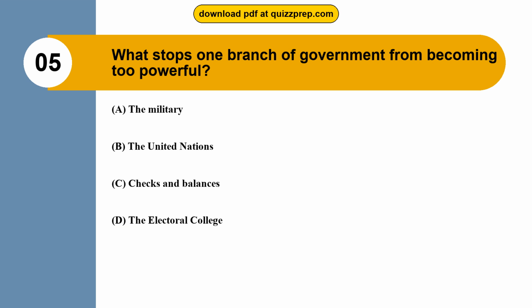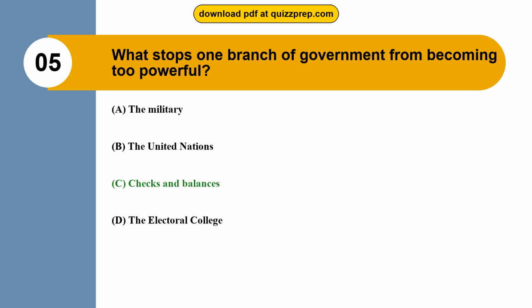Question 5. What stops one branch of government from becoming too powerful? Option A. The military. Option B. The United Nations. Option C. Checks and balances. Option D. The Electoral College. The correct answer is option C.